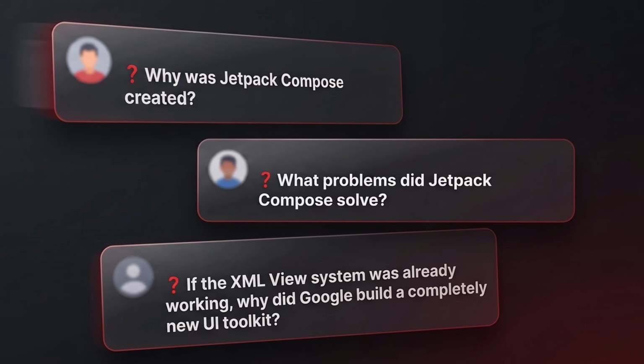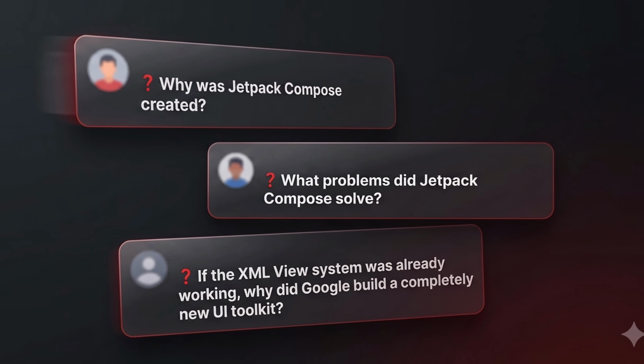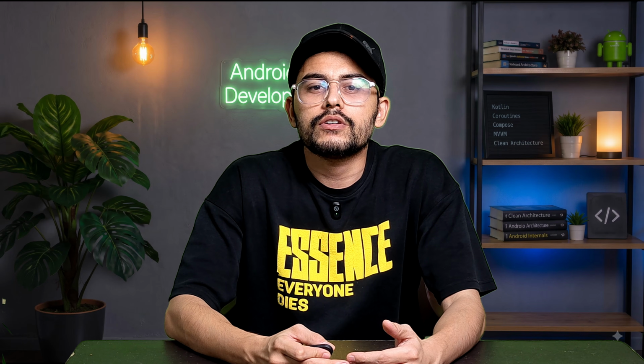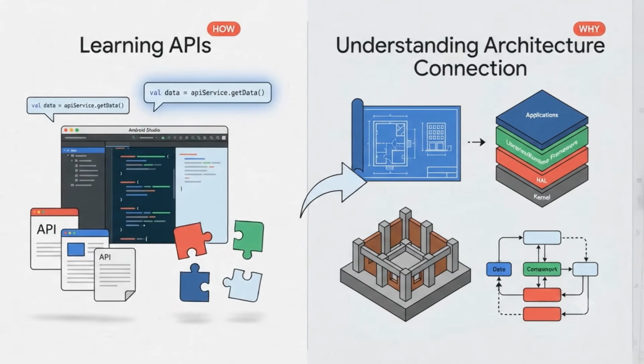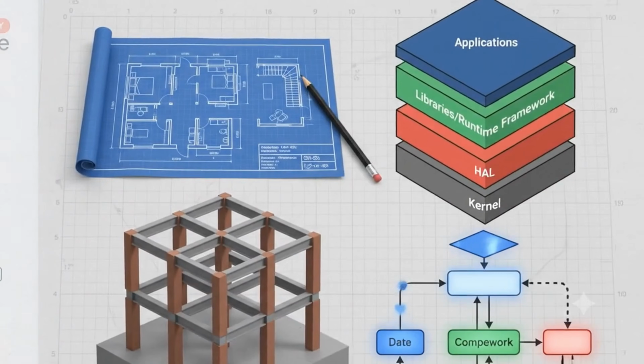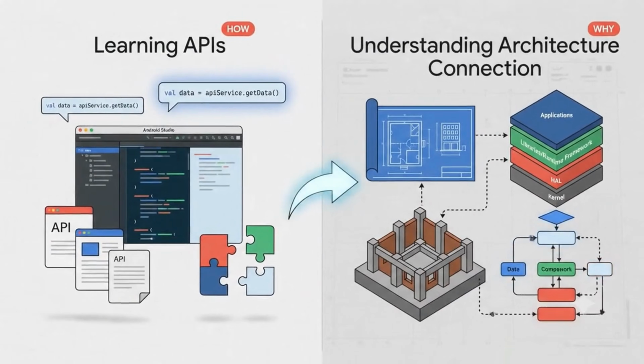The questions like why was Jetpack Compose created, what problems did it solve, and if the traditional XML view system was already working, why did Google introduce an entirely new UI toolkit? I thought those were great questions because learning an API tells you how to use a framework, but understanding the architecture behind it tells you why it exists. And once you understand the why, learning the how becomes much easier.